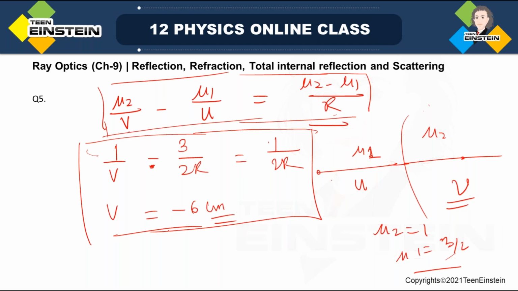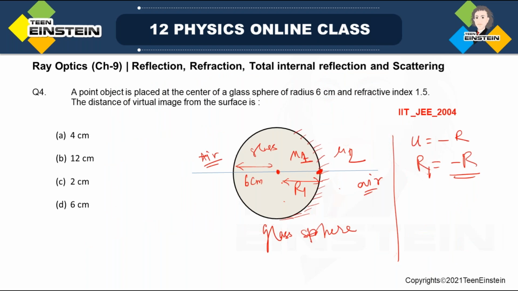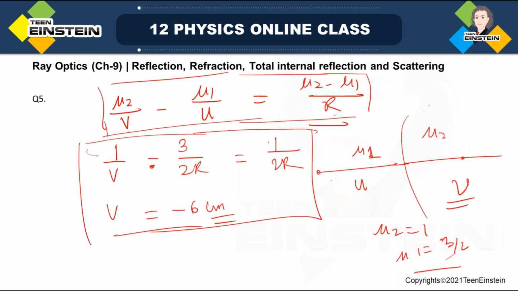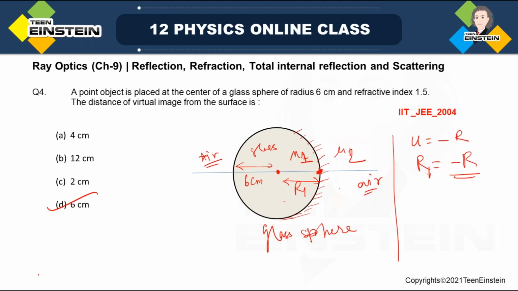So this is how we get to see that the virtual image will actually be produced 6 centimeter from the surface, and this image will be a virtual image. So this is the answer here.